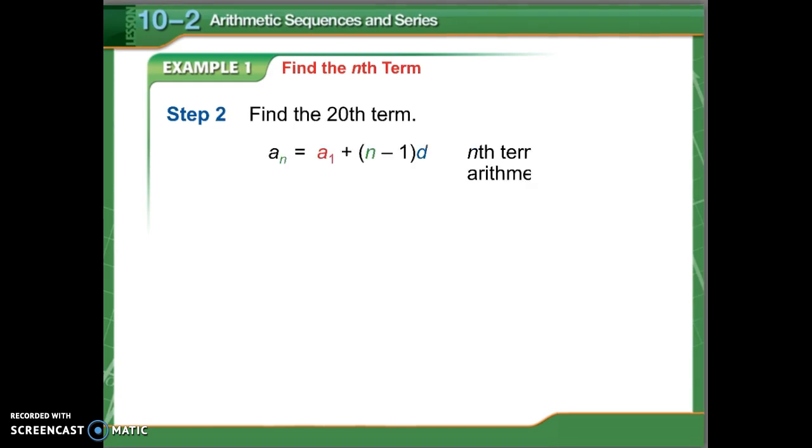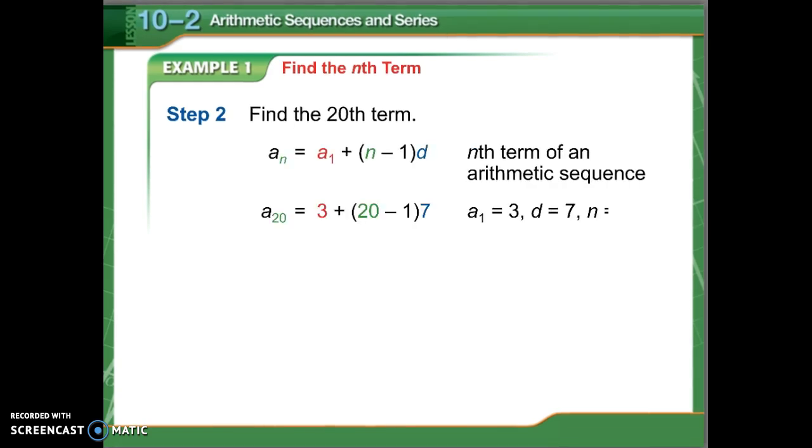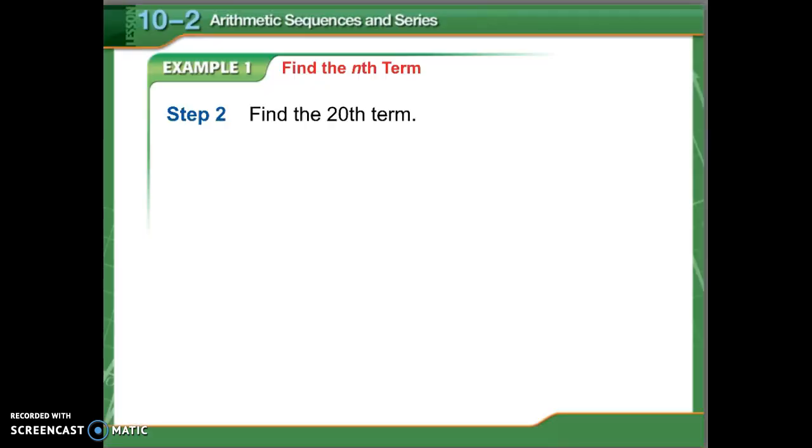Step 2, we're going to find the 20th term by plugging the numbers that we know into the formula. n is 20 now, so a sub 20 is the first term, 3, plus (20 minus 1) times the common difference, 7. This comes out to be 136. So the 20th term in the arithmetic sequence is 136.